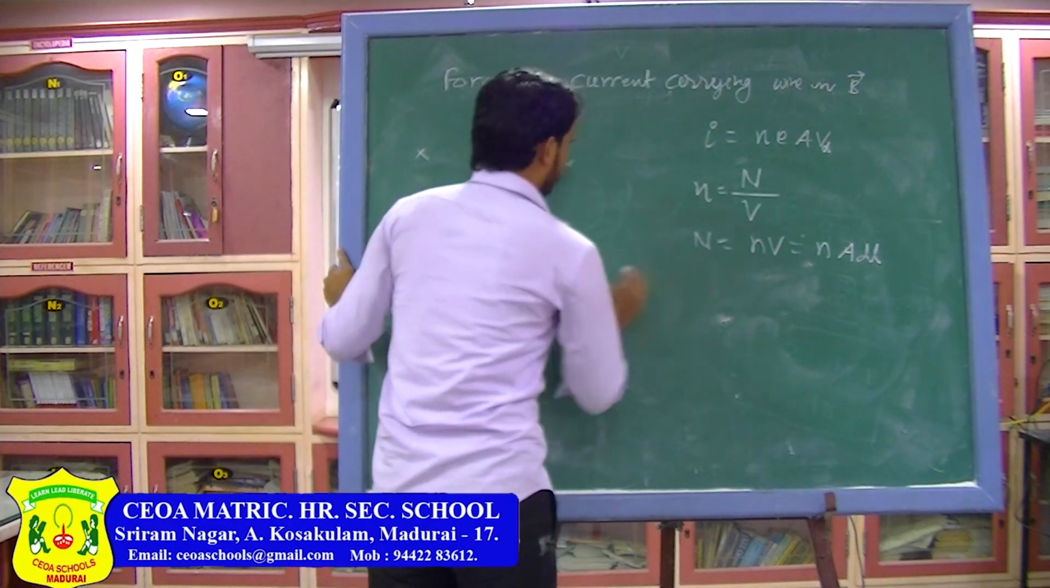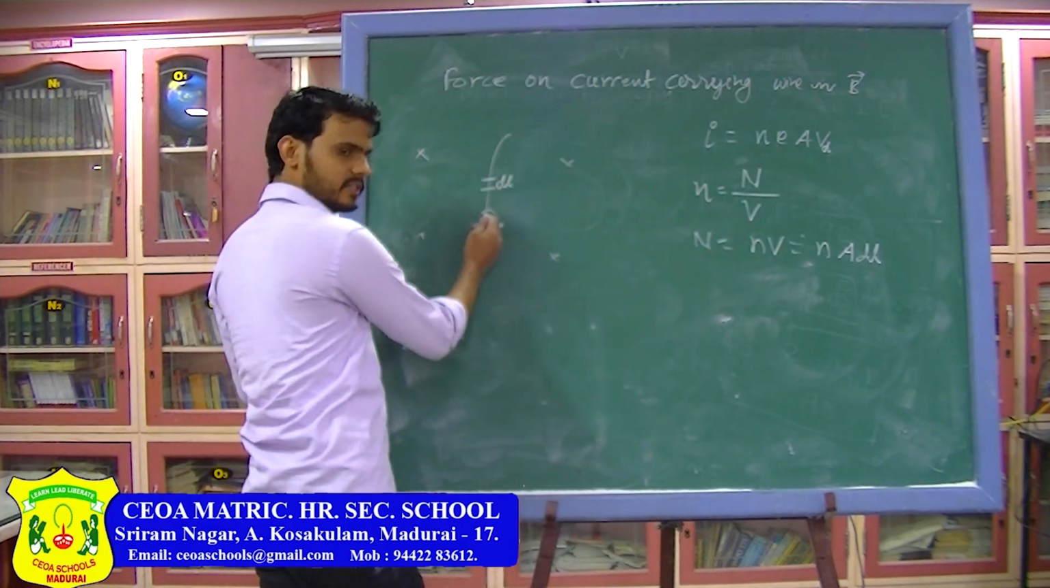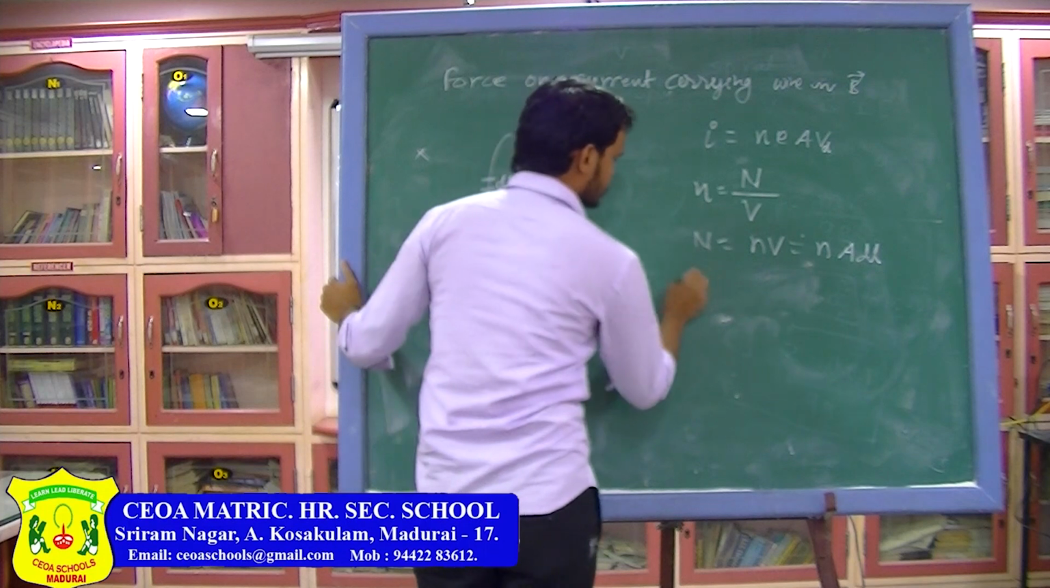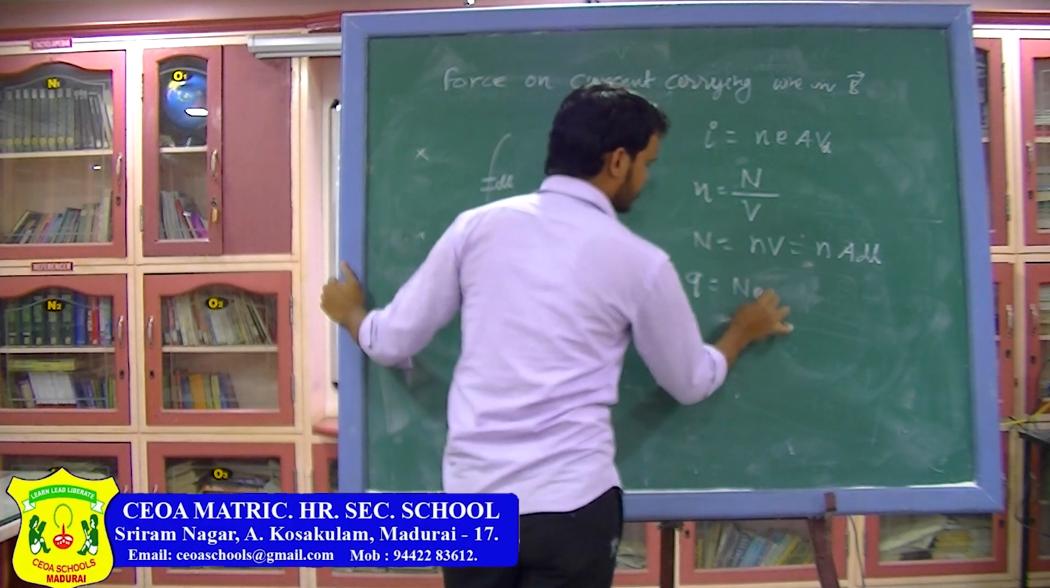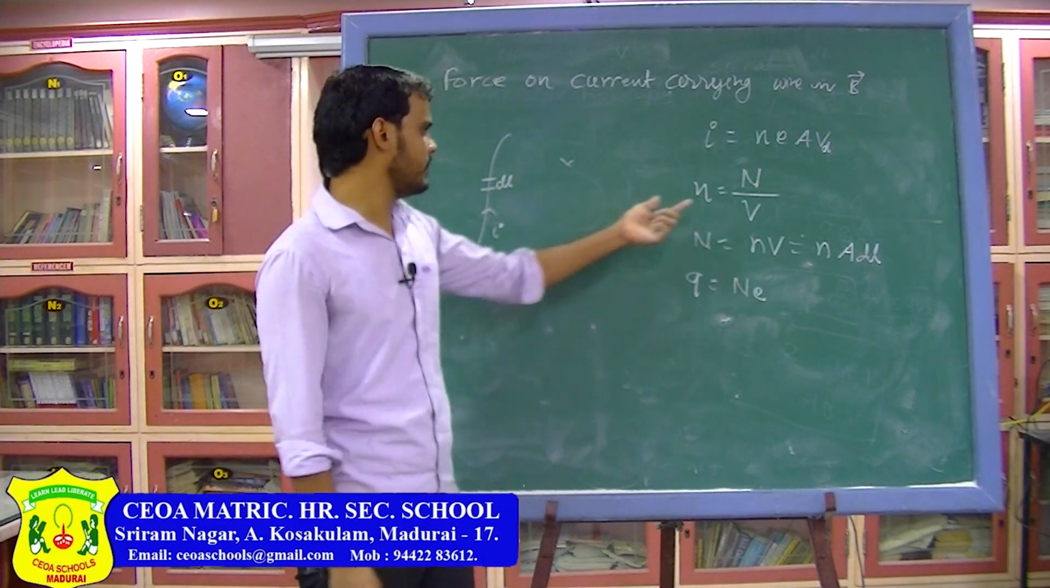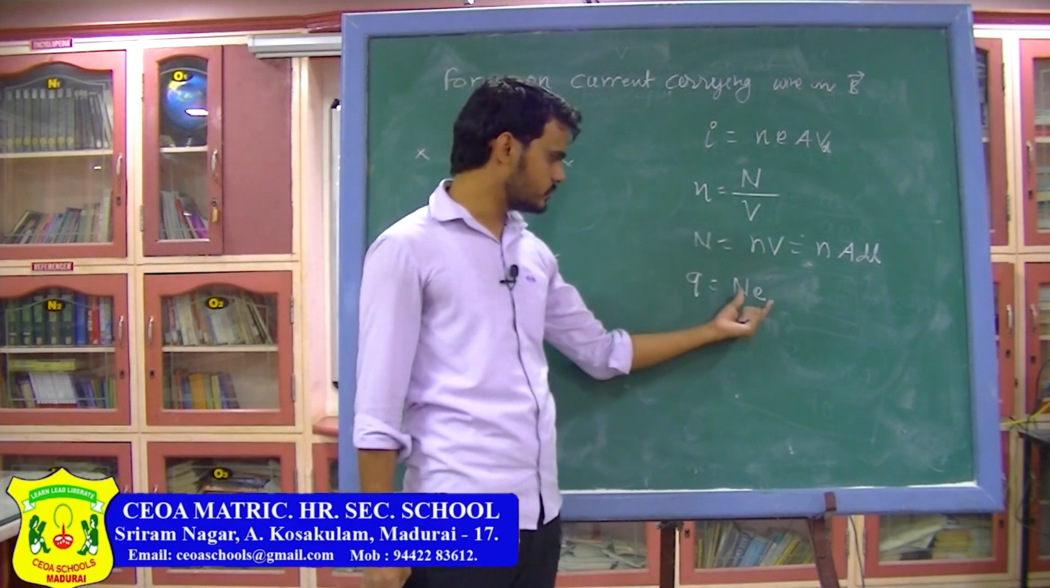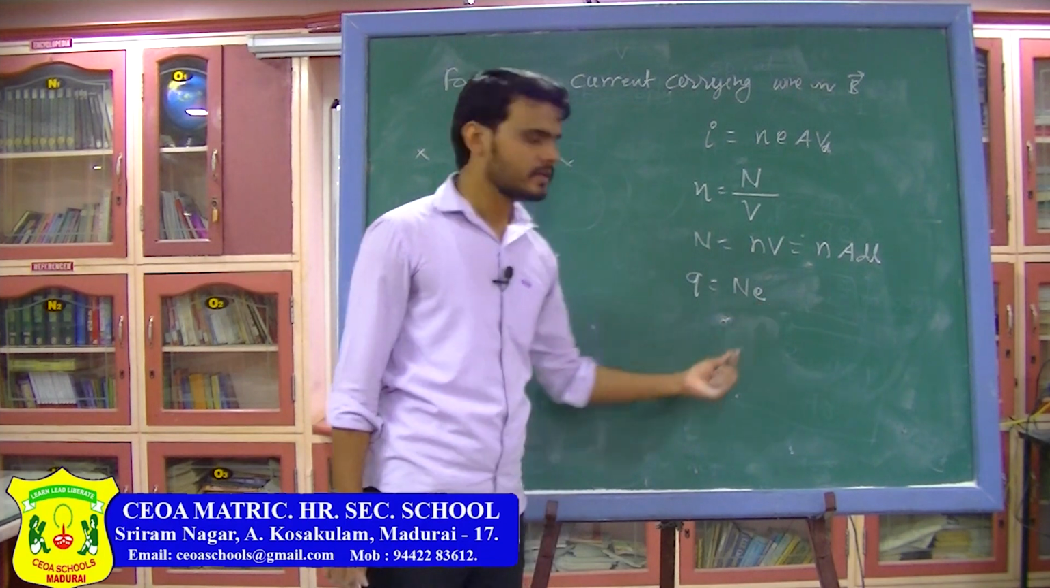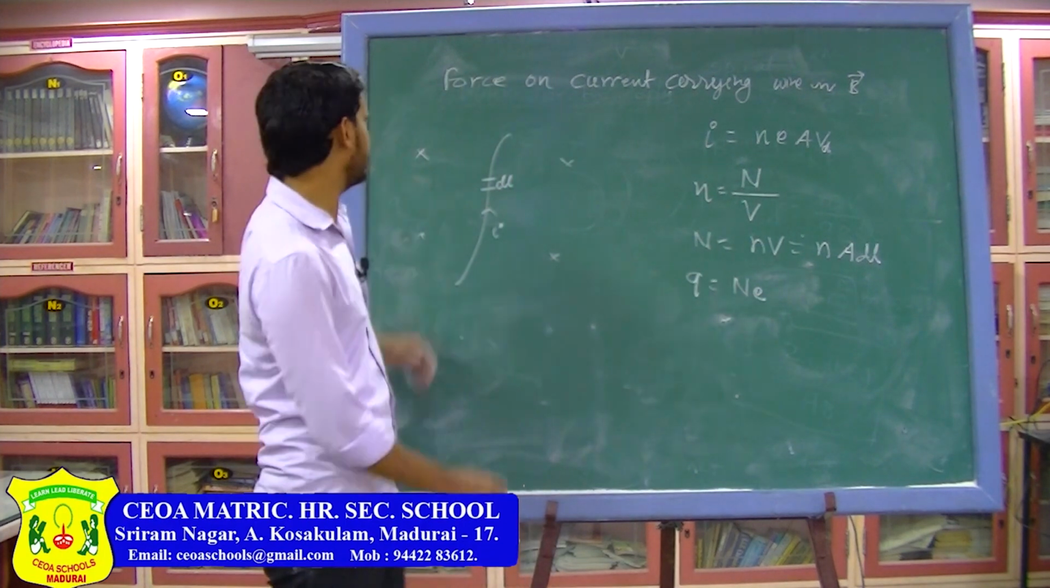Next thing, as the particles, electrons, are moving in this direction, I can say the total charge will be N into e, because number of particles are N, and on each particle there is a charge e. So total charge here is N into e. So I have total charge, magnetic field is B.